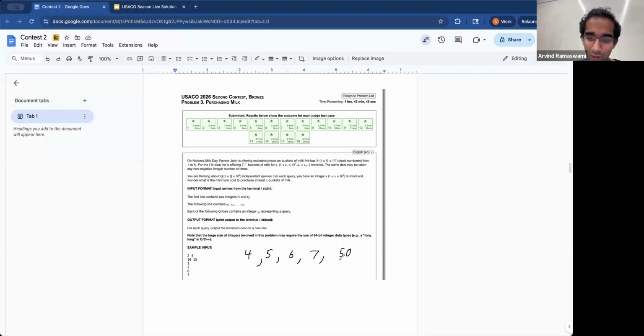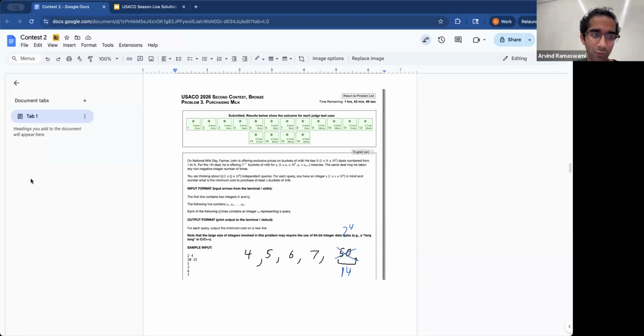One observation is that you never actually need this 50, because it's much larger than 7. Instead of getting a 2 to the fourth bucket for cost 50, it's always better to just get two 2 cubed buckets, and the cost will just be 14, 2 times 7. So you can take out this 50 and just replace it with 14.